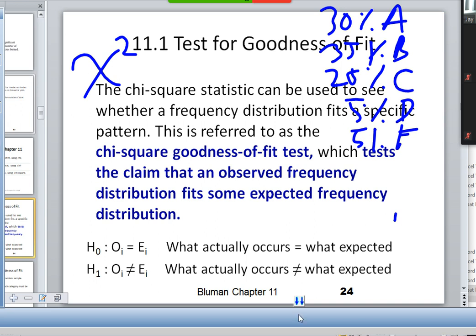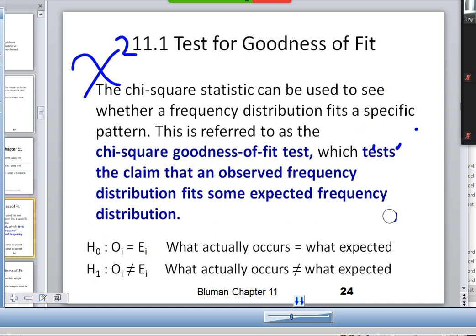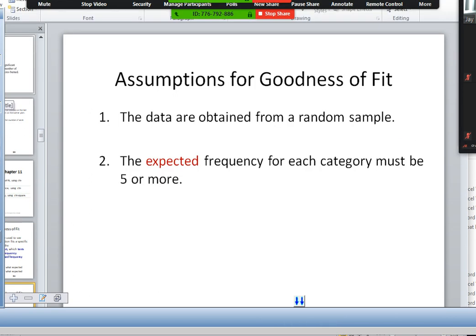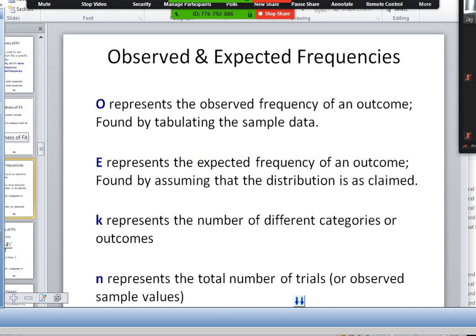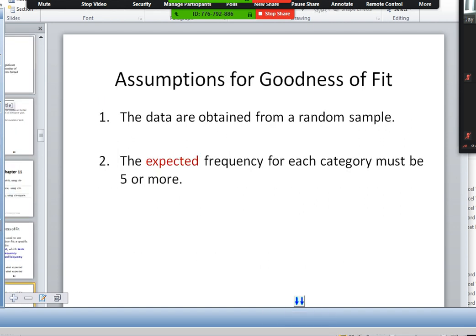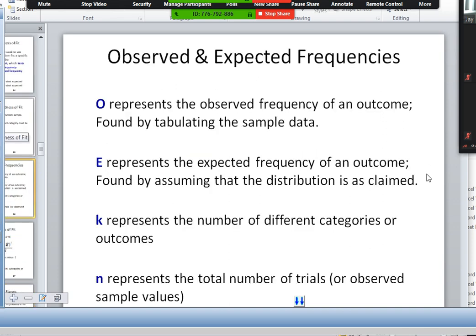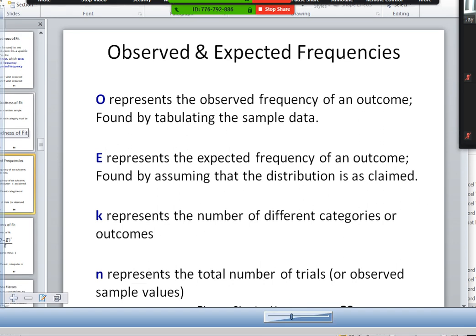So that's kind of what we're doing. We're comparing what we actually get from the sample to what we expect to get. So there are some requirements. First, your data, your observations, has to be from a simple random sample. And the expected value for each category has to be 5 or more. If it's not 5 or more, then it's just too small. So again, each expected value has to be 5 or larger. So this is about the top third of your page.